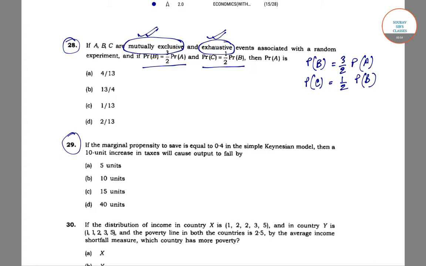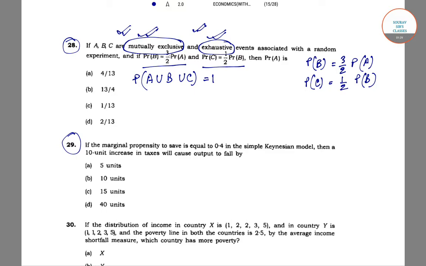Now using these two important properties of A, B and C, we can write probability of A union B union C is equal to 1, because it is given that A, B, C are exhaustive. So A, B, C contain the whole event, so the whole probability is equal to 1. So probability of A union B union C will be equal to 1, as there is nothing except A, B and C in the entire set. So whole probability will be equal to 1.